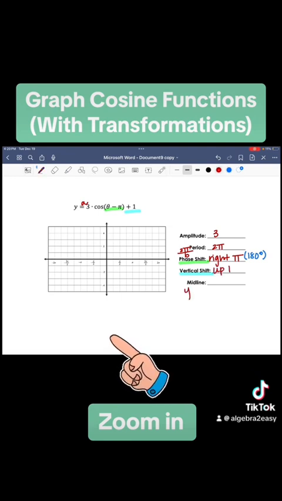Our midline is in the form of y is equal to k. Well, k for us was 1. So our midline is going to be y is equal to 1. Remember, your midline is going to split your graph in half.